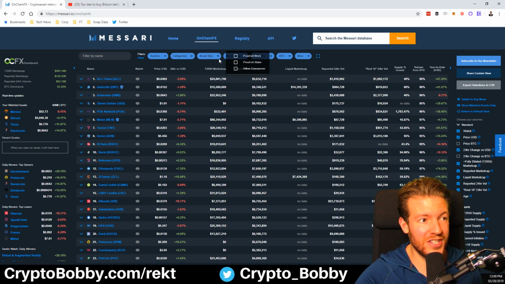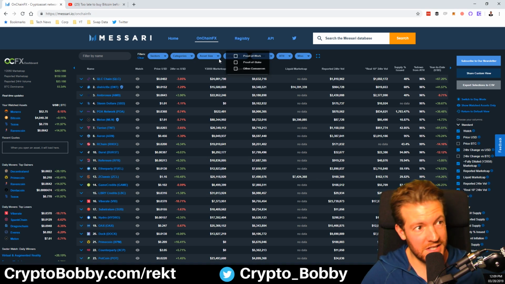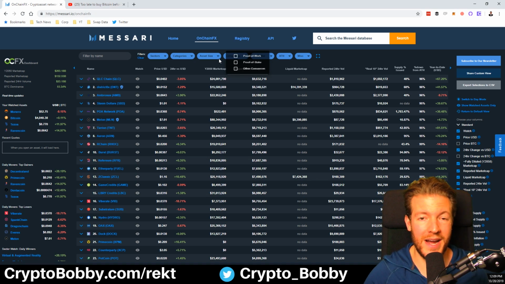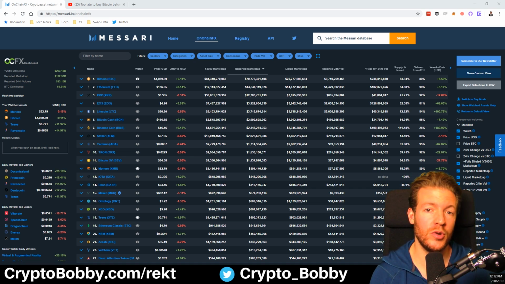And then in addition to that, you could also look at a number of things like proof of work, proof of stake, or the other consensus mechanisms that one product or platform out there might utilize. In my opinion, the best thing about OnChainFX, or the reason I really like it the most, is it's really a dynamic spreadsheet that allows you to sort and customize things with really not endless, but close to endless data points that you can utilize in any way you really like.